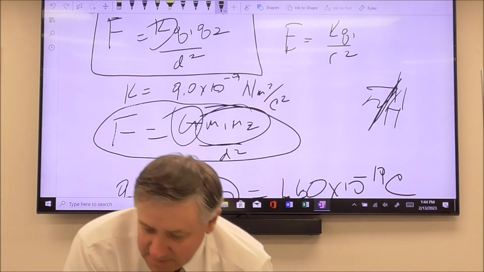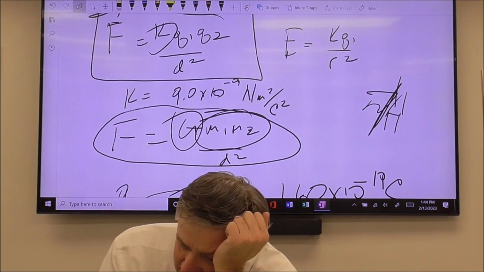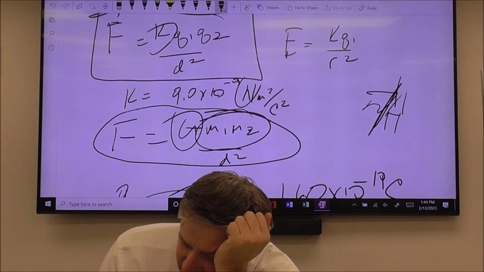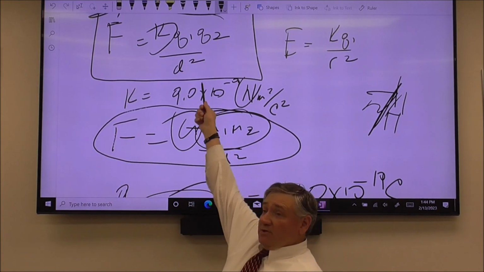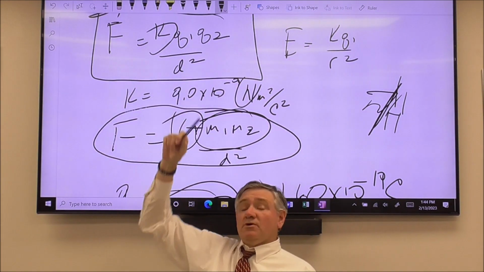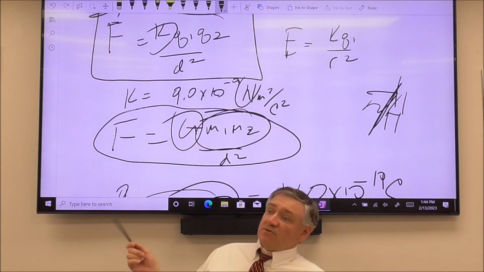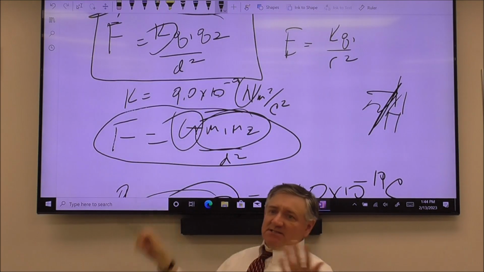And if you look at what happens with the units, you have newtons and then meters squared. So that'll cancel out when you divide by d squared. And then you have your two charges, q1, q2. Both of those are in coulombs, so those are coulombs squared. So mathematically, it's the same idea.